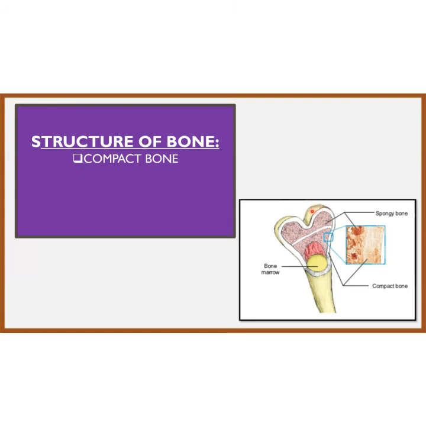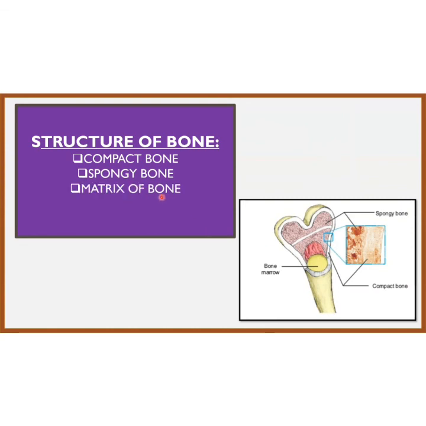This is the outer layer, this is compact bone. Spongy bone. The interior of bone is soft and porous. There are pores, and due to the presence of pores, this is called spongy bone. It contains blood vessels and bone marrow.